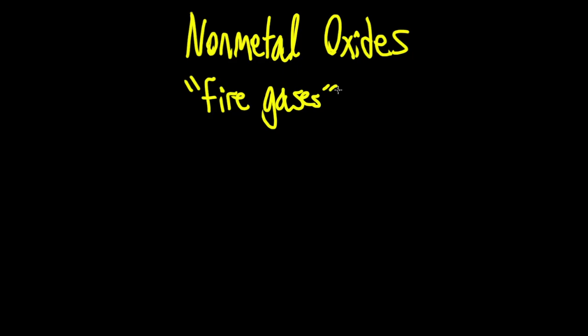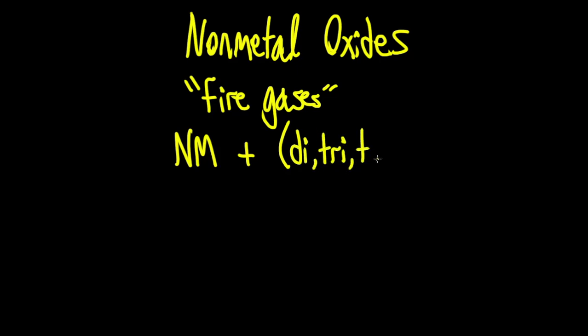Alright, and to name these, we're going to name the non-metal first, and then we're going to say di, tri, tetra, oxide. And you can also have mono and penta in there as well. Okay, so the primary hazards of these are going to include instant formation of very corrosive oxyacids, which we'll talk about next, when they come into contact with moisture.